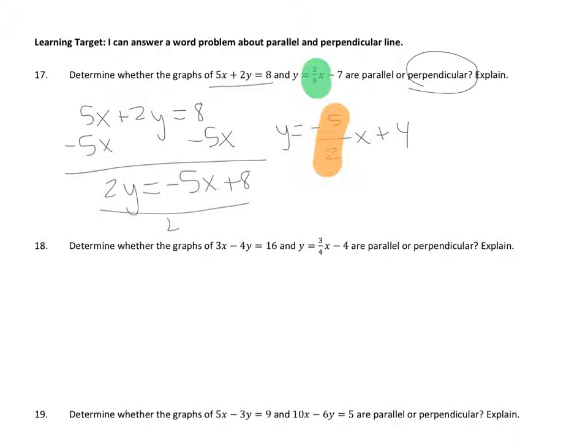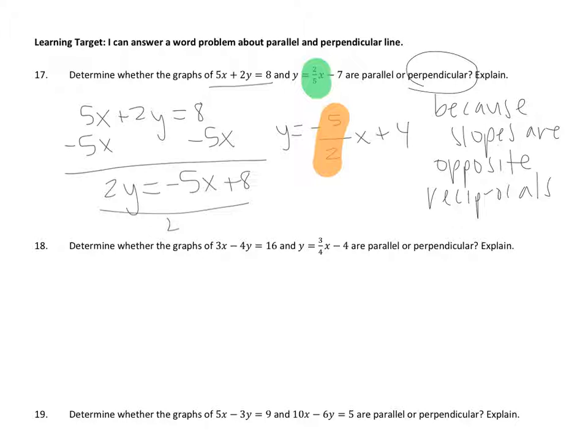So this would be perpendicular, and I would write here for explaining, because slopes are opposite reciprocals. Doesn't matter what the y-intercept is, unless it would be the same y-intercept, and that would actually be the same line. So we just really need to look at the slopes here, and we figured out they were opposite reciprocals.